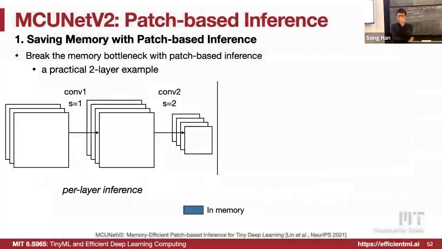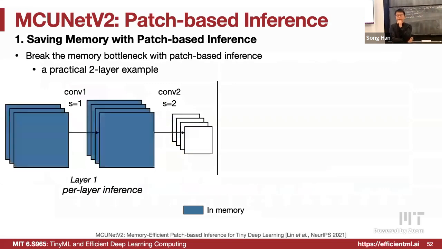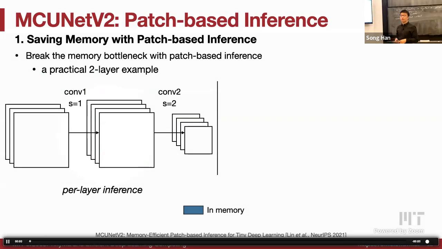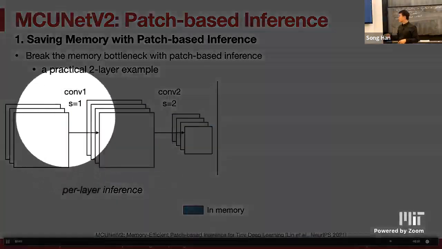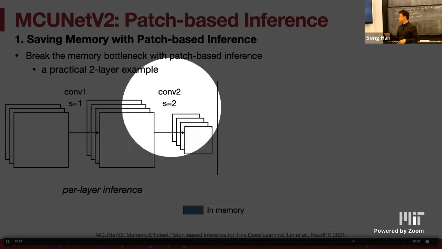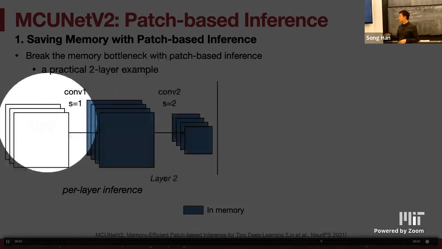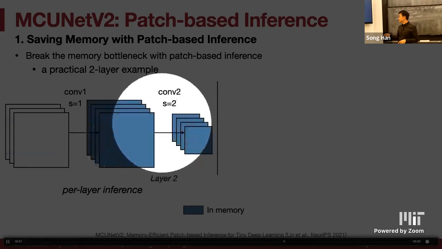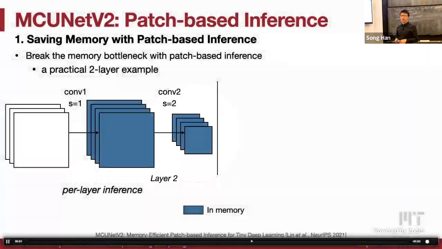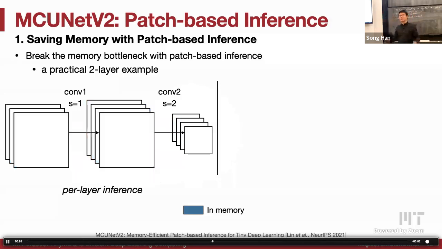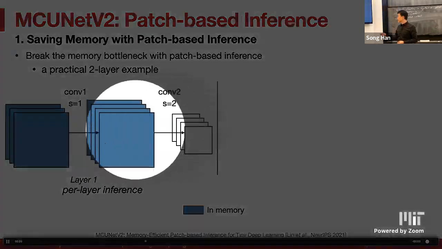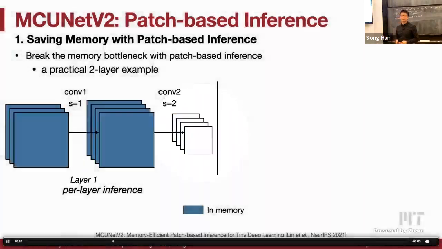And so how do we save the memory? We can break the memory bottleneck by patch-based inference. So let's look at the original conventional approach. Here we have 2 layers. This is layer 1. This is layer 2. At each layer, we gather the whole input, produce the whole output, and then produce the whole output for the next layer. Every time you have to finish calculating the whole output of a particular layer, like layer 1, before you calculate layer 2. What is the alternative?